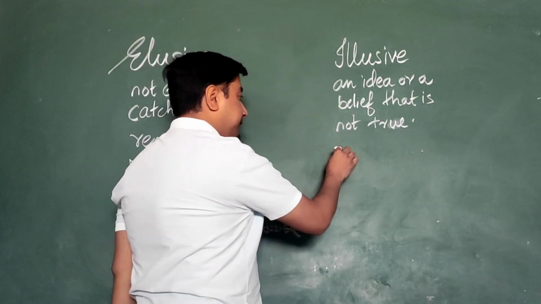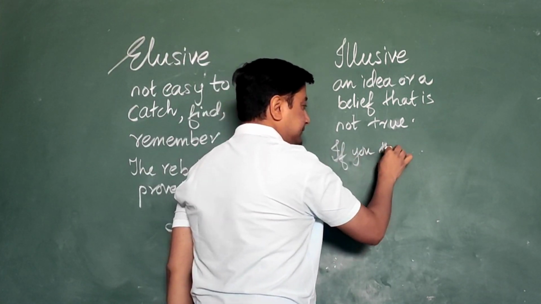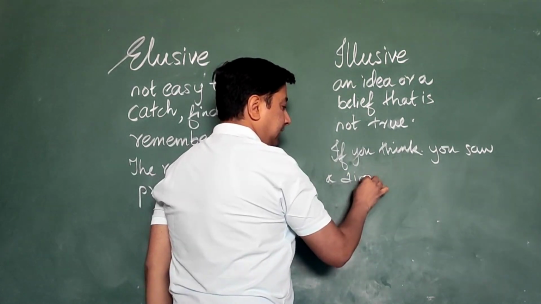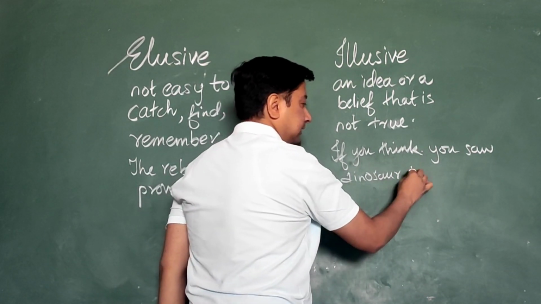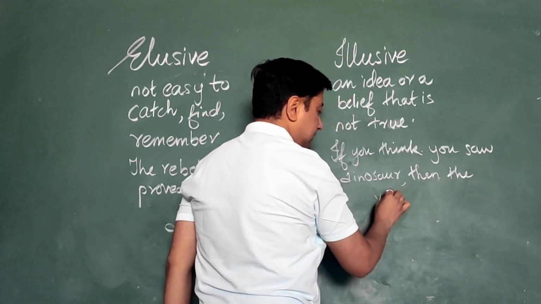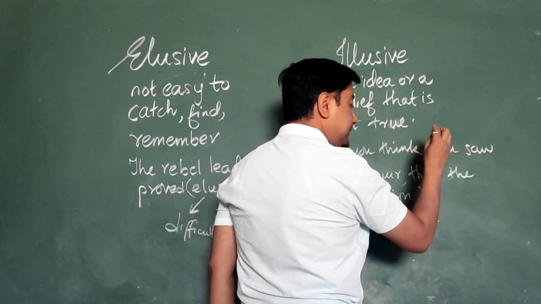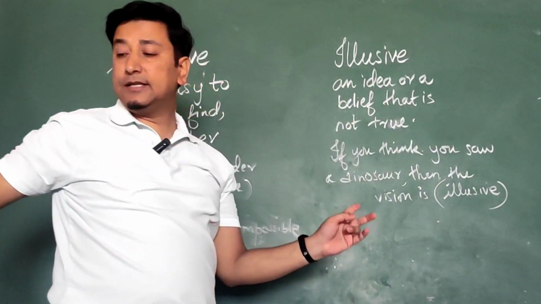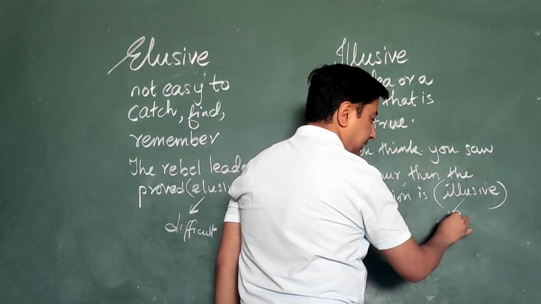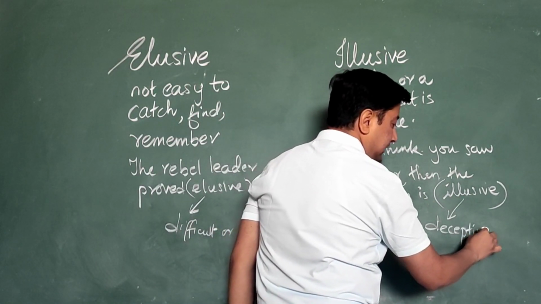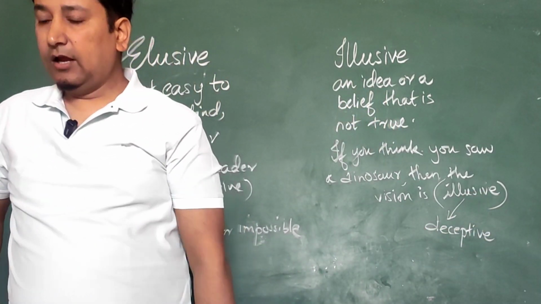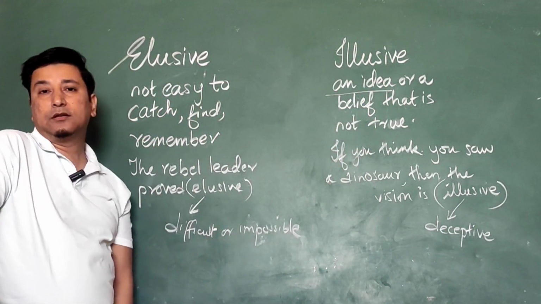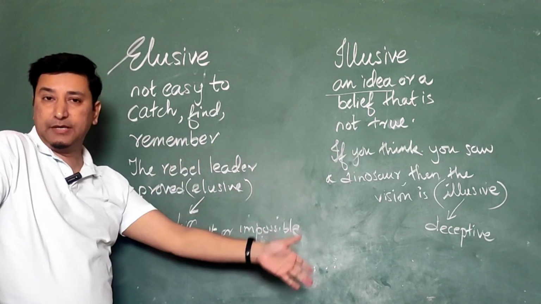For example, if you think you saw a dinosaur, okay, then the vision is illusive. Then the vision is illusive. That means it's so deceptive. Vision is illusive, and we can use the word deceptive as well, or only an idea. So these are the most confusing words, and they have different meanings here.